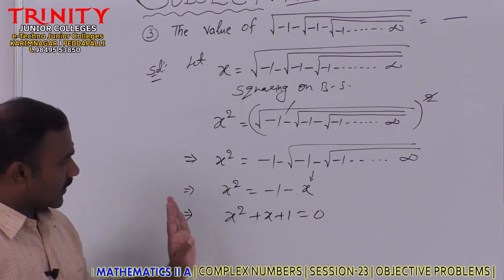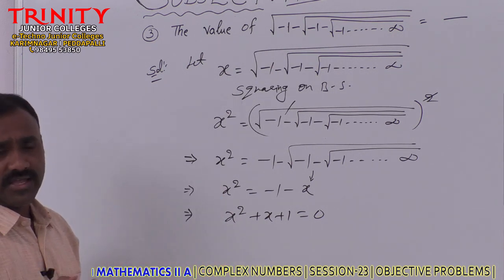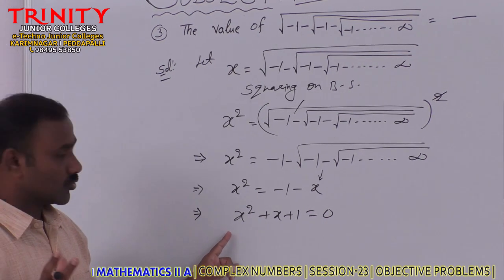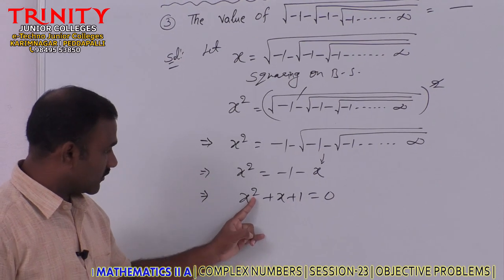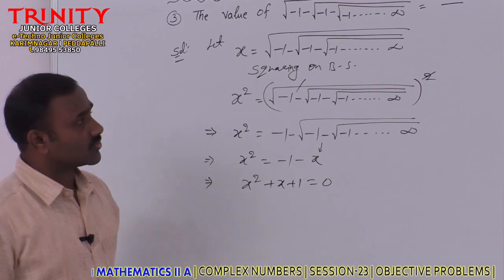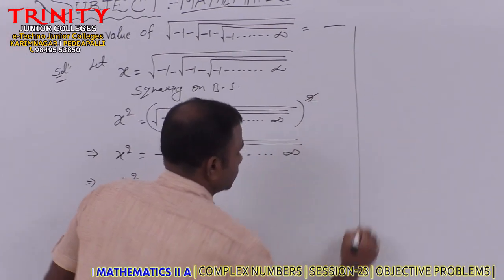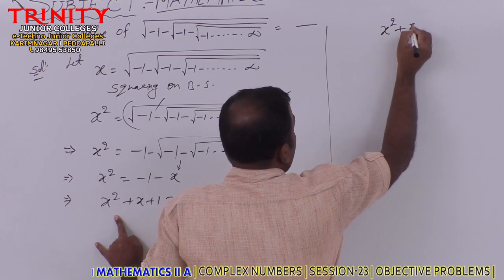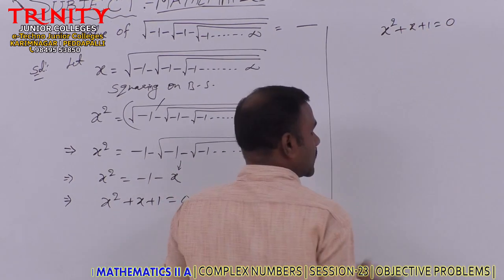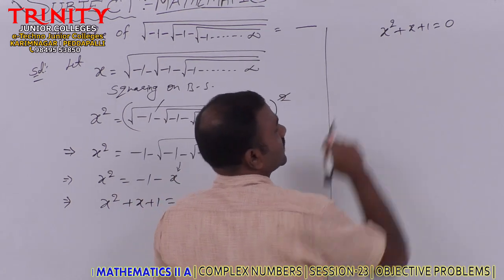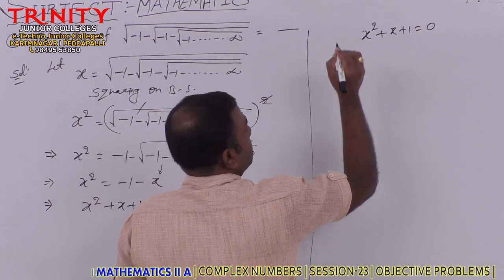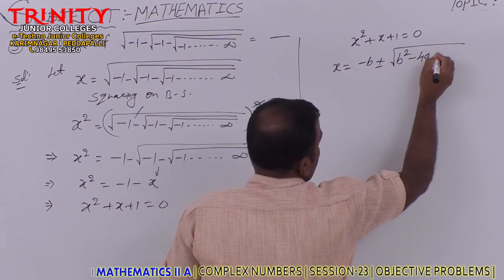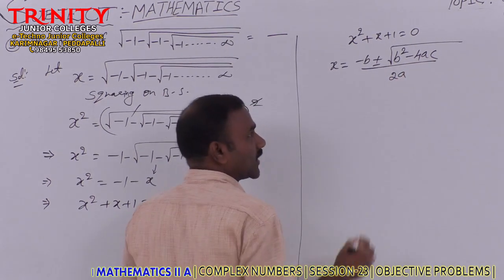Anyway, every nth degree polynomial has n roots. That's what we have to remember. So here it is a quadratic equation, therefore the degree of the polynomial is 2. It must have 2 roots, so the 2 roots we have to calculate. Here factorization is not possible, that's why we are going for the formula to calculate the roots of this quadratic equation: x is equal to minus b plus or minus under root b square minus 4ac by 2a.